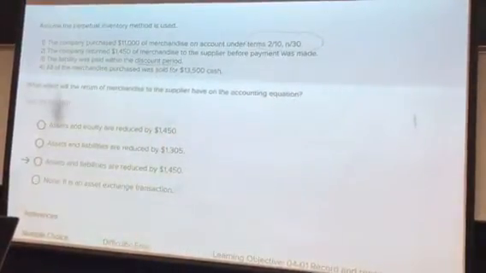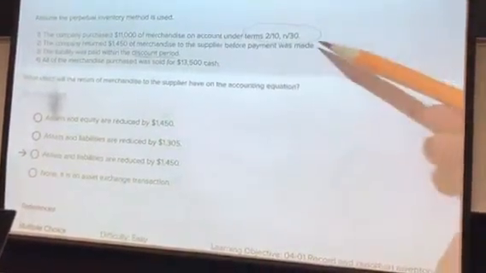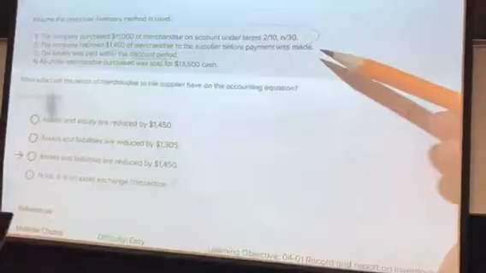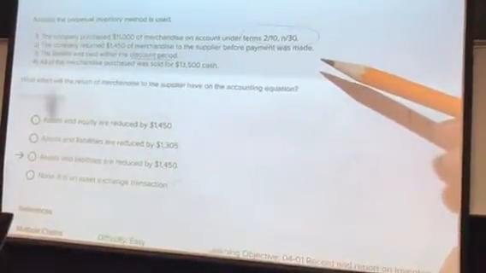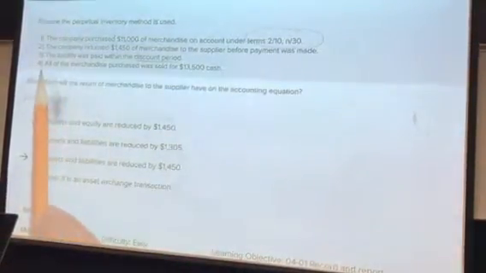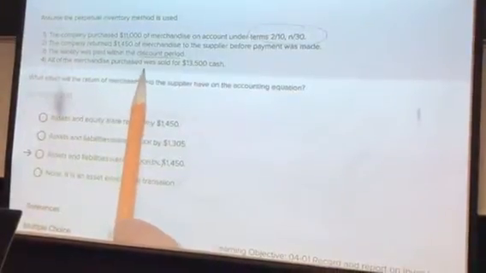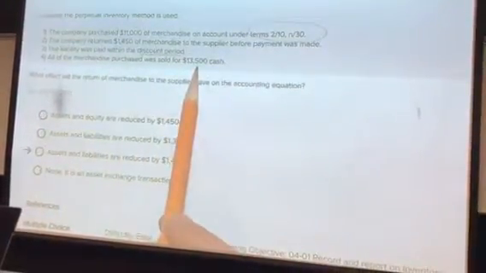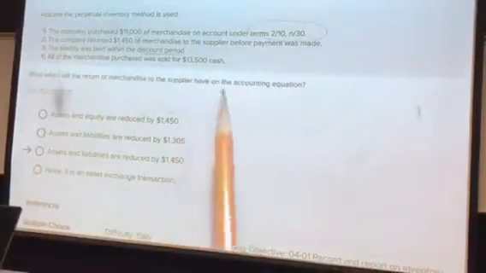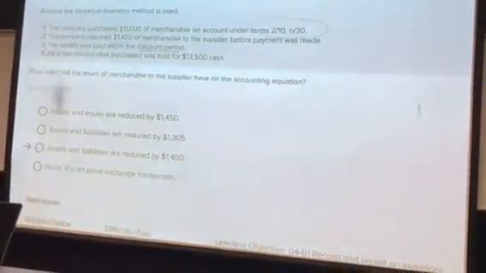Since it was within the discount period, that means they're going to get to take advantage of that discount, and we have to figure out how that will affect our inventory. And then the last thing that happens is all of the merchandise purchased that was not returned was sold for $13,500 cash.